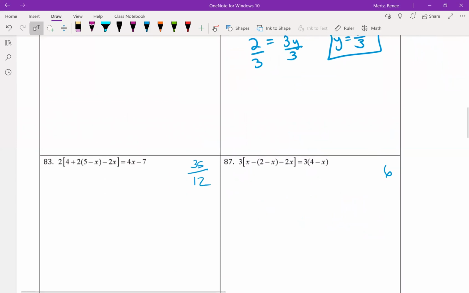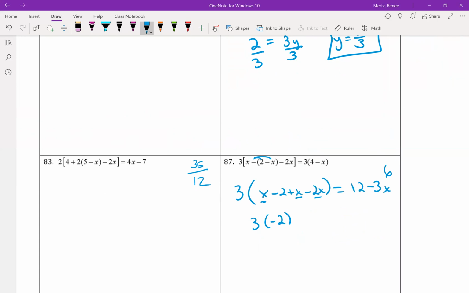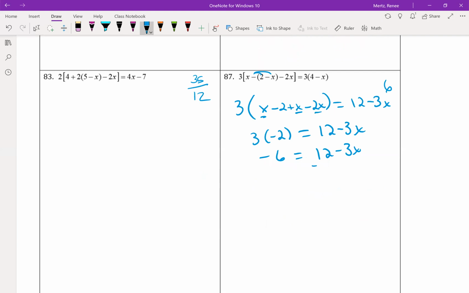I'll do 87. 3, x, distribute this negative in here. So we get minus 2 plus x minus 2x, all in the parenthesis, equals 12 minus 3x. Combine like terms. We get 3 times negative 2. All those x's cancel out. Equals 12 minus 3x. So this one turned out to be pretty nice. I'm going to subtract the 12 to the other side. So I get negative 18 equals negative 3x, divided by negative 3, and x equals 6.